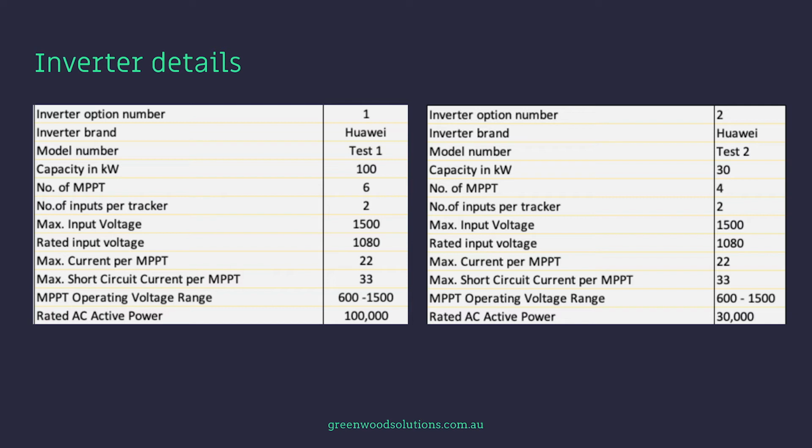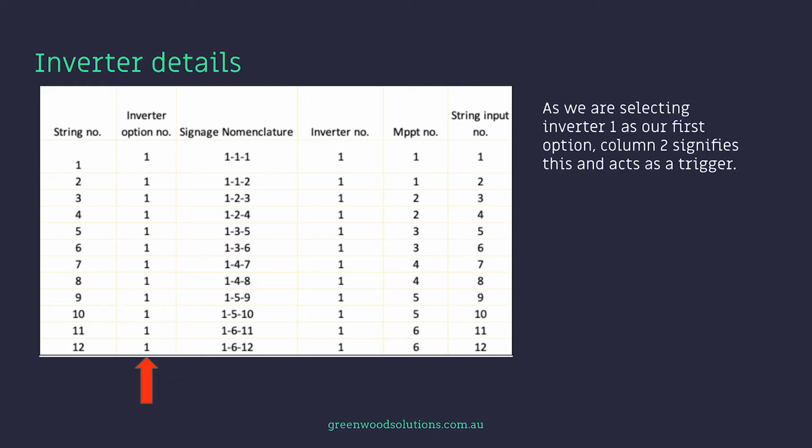In this case, we're using 2 Huaweis. I've set the model numbers as test 1, test 2, but we've got a 100 and a 30 with multiple maximum power point trackers, as you can see. A really high max input voltage, interestingly enough, of 1500 volts, and the rest is max current per maximum power point tracker, short circuit current, etc., etc. Really important to get this into the spreadsheet.